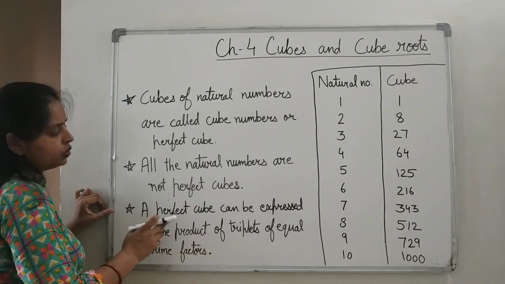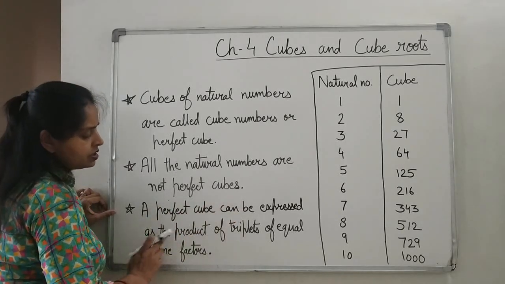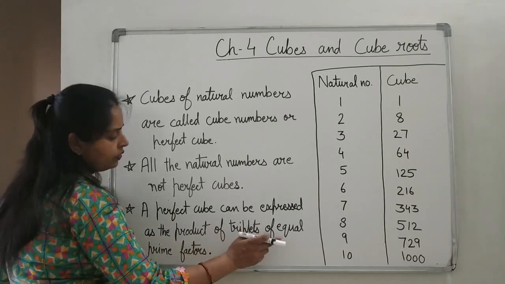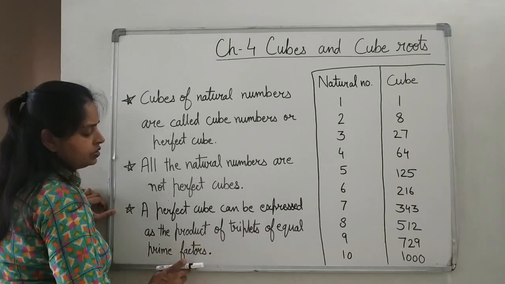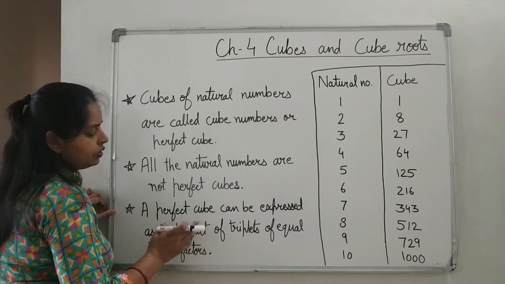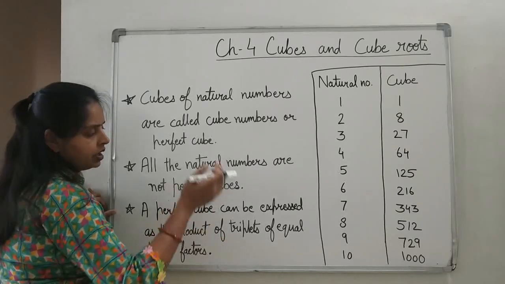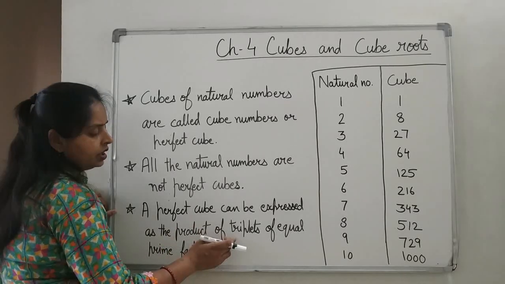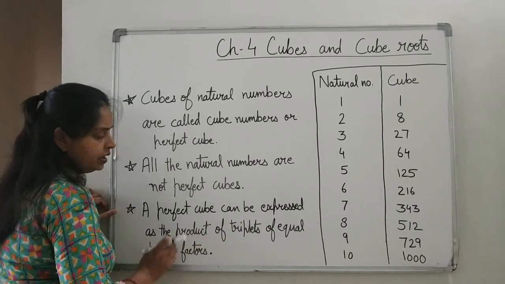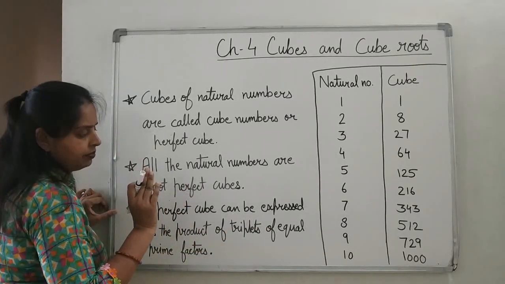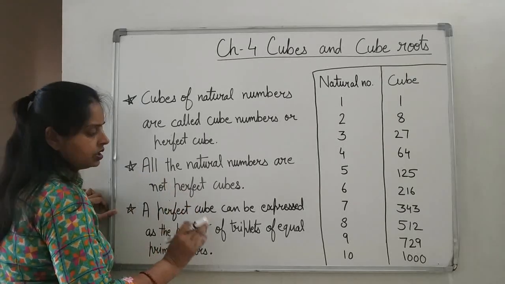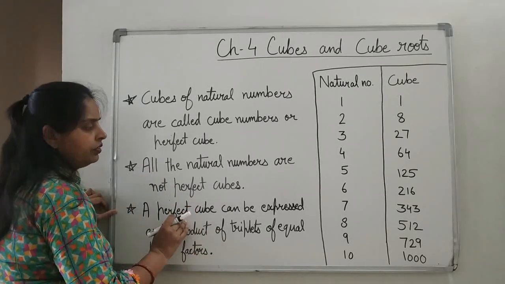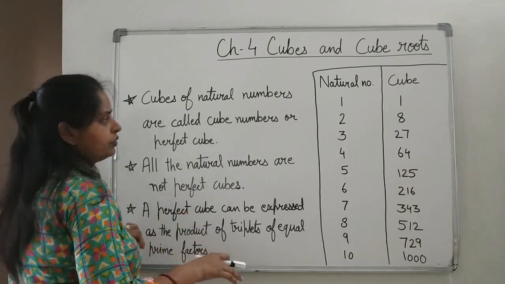See the next point. A perfect cube can be expressed as the product of triplets of equal prime factors. What this is saying is, whatever number has been given, we can do the prime factorization of it, and we will see triplets of the same prime number, 3 times. If the same prime number comes 3 times, then only it will be a perfect cube. Let's see some examples for it.